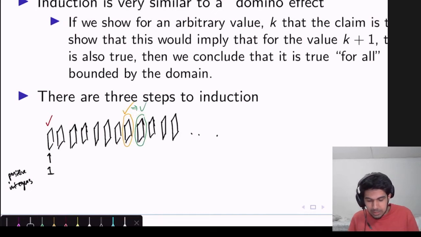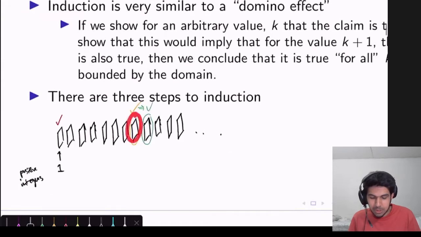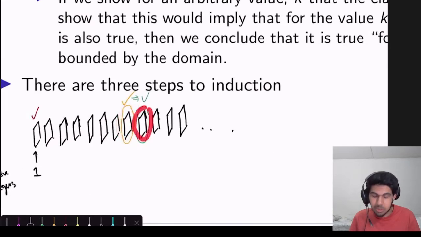So what we'll see here is no matter which domino we picked, we could have picked this orange one, we could have picked this one, or this one, whatever we assume to be true, as long as we show the next one to be true, it'll cause the dominoes to topple over. So that's why I'm using dominoes. This being true causes this to be true.